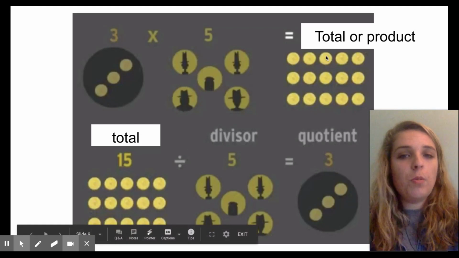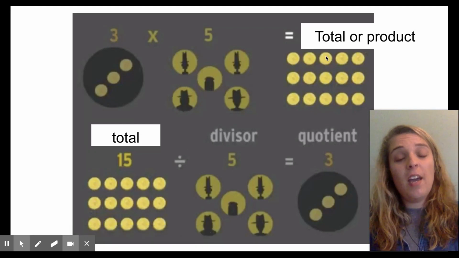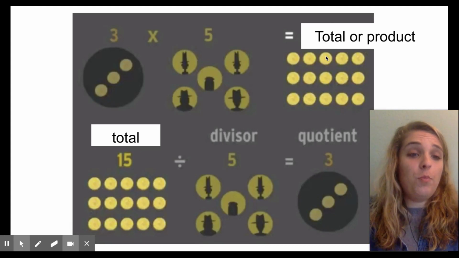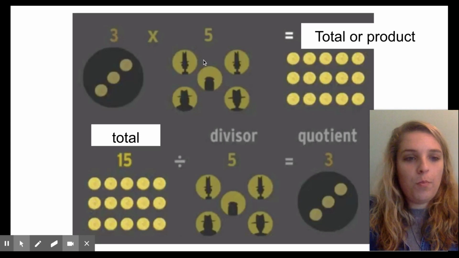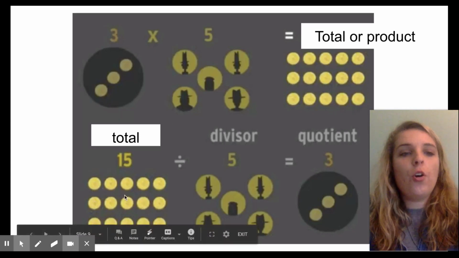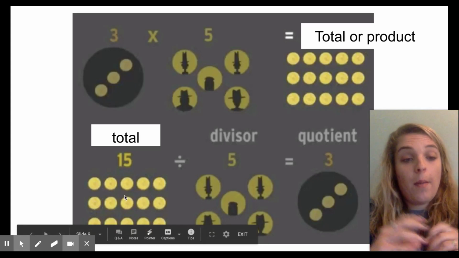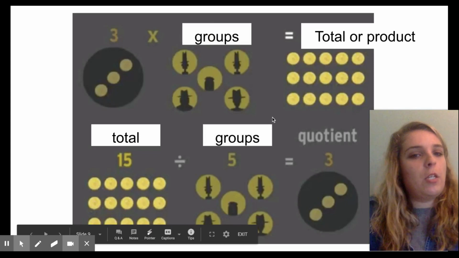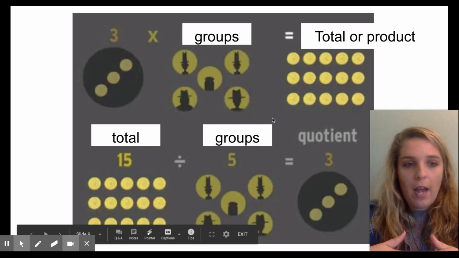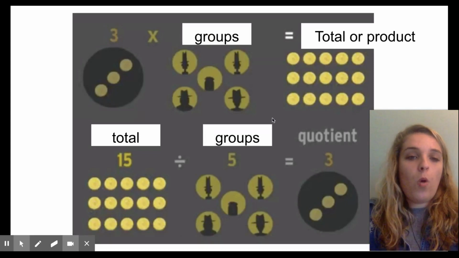So in this case, when he was using multiplication to check that 15 split into 5 groups is 3 in each group, he did 3 in each group times 5 groups equals the product. So we know that our product and our total are the same. They're the same. Now, divisor, that's just a really fancy word that means groups. We don't need to know the word divisor yet, so we're just going to call these groups.